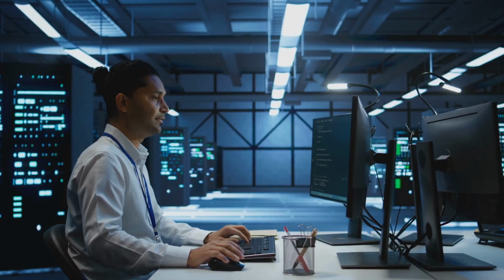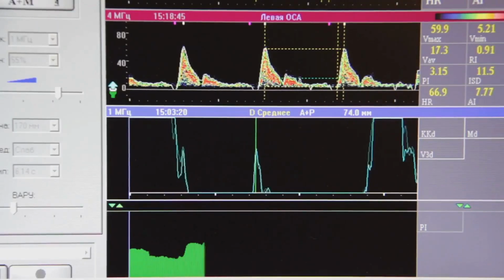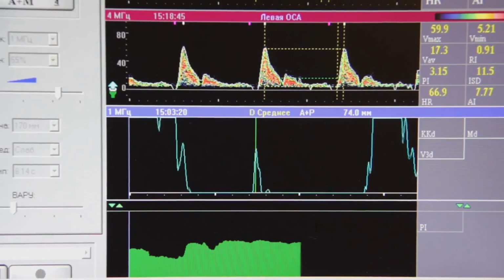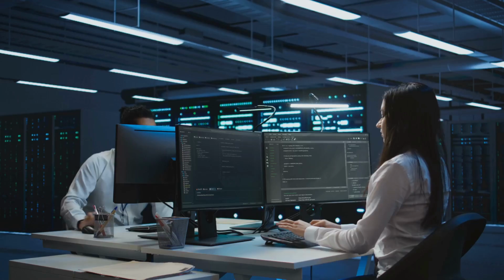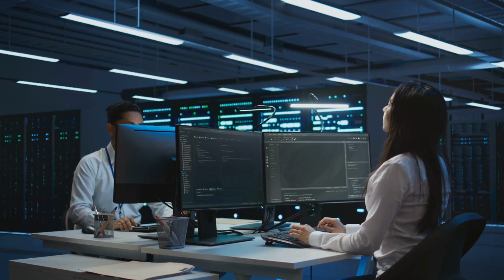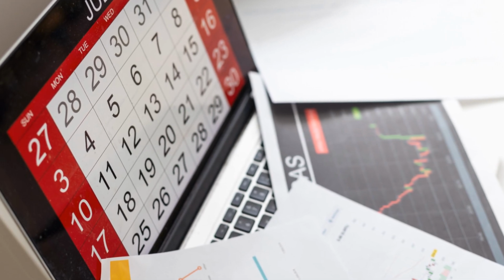The next step, transformation, is where the magic happens. Raw data is converted into a meaningful and usable format. This involves cleaning, normalizing, and structuring the data. Data engineers apply business rules and data quality checks. Transformation prepares the data for analysis and reporting.